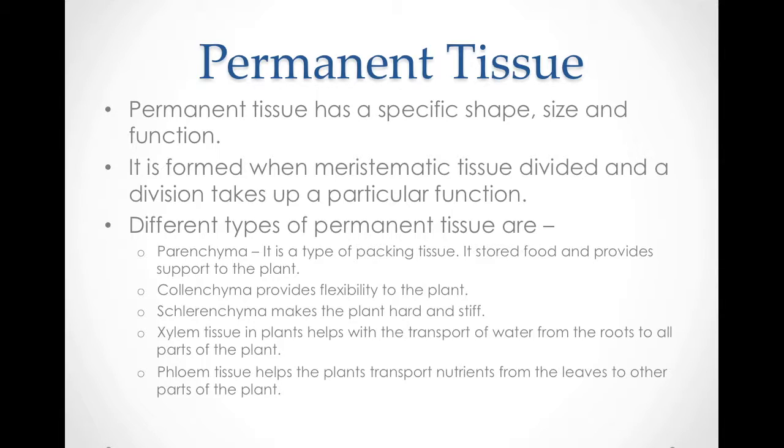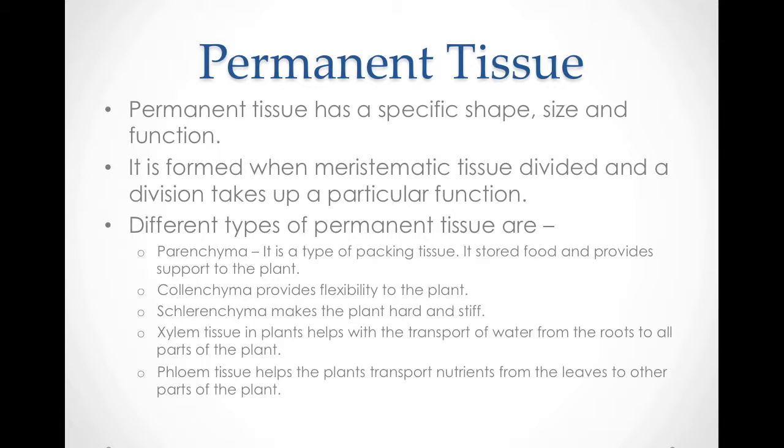The different types of permanent tissue are parenchyma, which is a type of packing tissue, and it stores food and provides support to the plant. It provides rigidity and strength to the plant. Collenchyma provides flexibility to the plant. So your plants can bend just because of collenchyma. Sclerenchyma makes the plant hard and stiff. Okay, the strength in the plant mostly comes from sclerenchyma, although there are other tissues too.